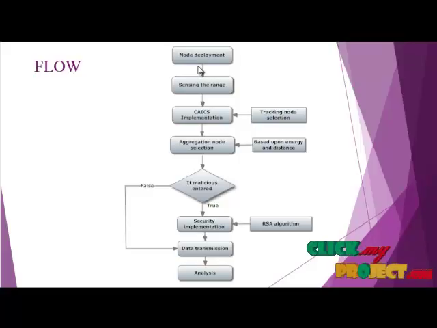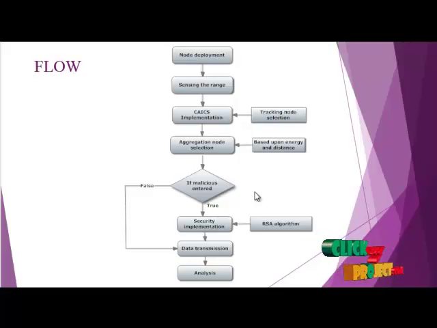First, nodes are deployed in the wireless sensor network. Then the sensor network senses the range. Our transmission range is 600 by 600 meters, and we have to implement CAICS based upon tracking node selection. For the tracking node, we have to select an aggregation node based upon energy and distance. The node which has the highest energy and the shortest distance is selected as the aggregation node.